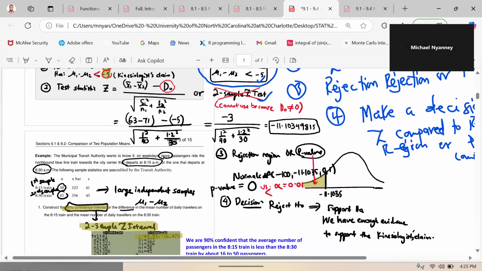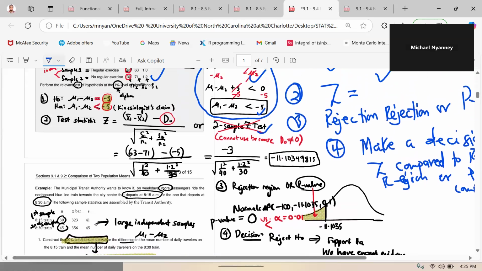But what is very important here is that if you are using the calculator for the 2 sample z-test, and your D naught is not 0, then it cannot work. If D naught is 0, the z-test works perfectly. So in our case, we have the D naught to be what? -5. So the calculator wouldn't give you the right answer. You have to go through the steps. You have to use this formula to get your z-test.